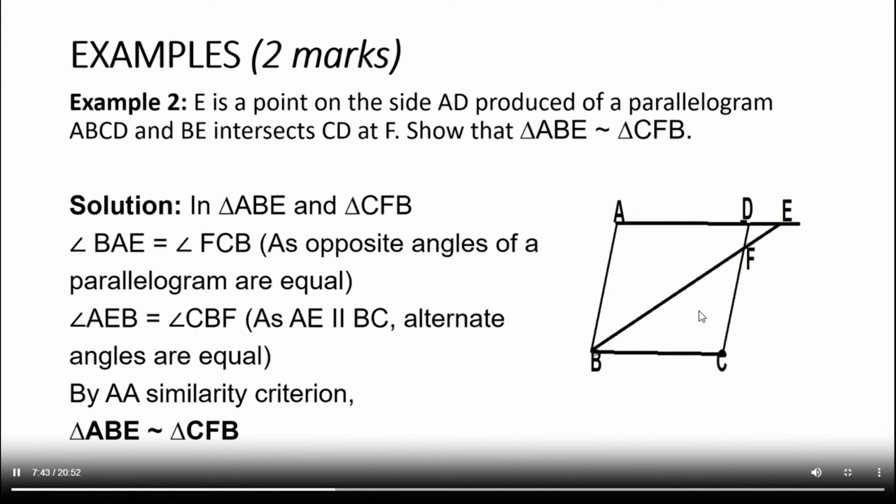Now AE is parallel to BC, that is given, and we know that alternate angles are equal. AE is parallel to BC, so AEB will be equal to CBF. Actually here we can say that BE is the transversal, so you know that alternate angles will be equal. So now in triangle ABE and CFB, we have two angles which are equal. So by AA similarity criteria, we can say that triangle ABE and triangle CFB are similar.